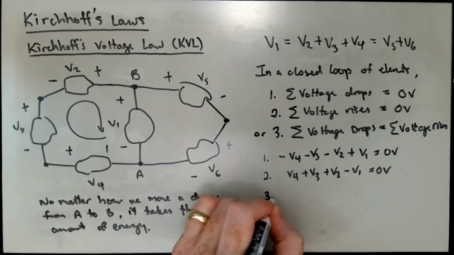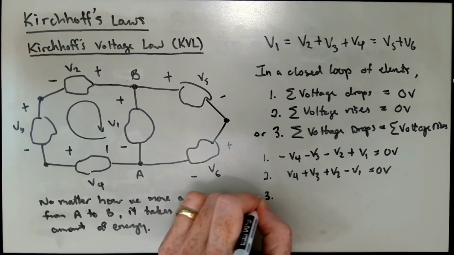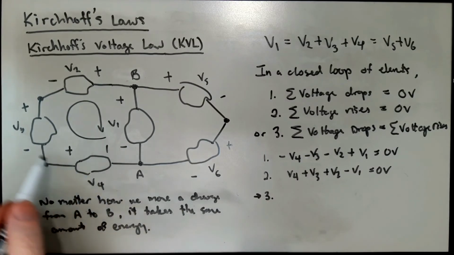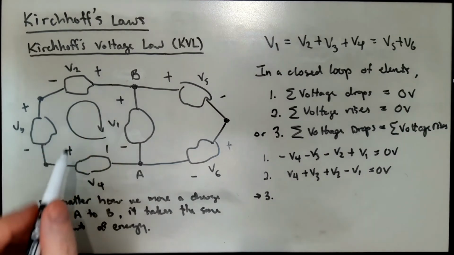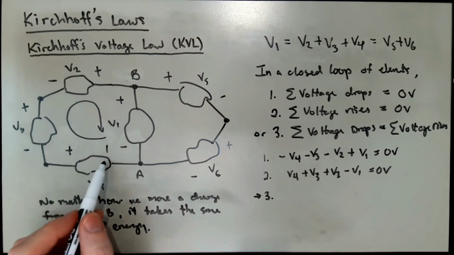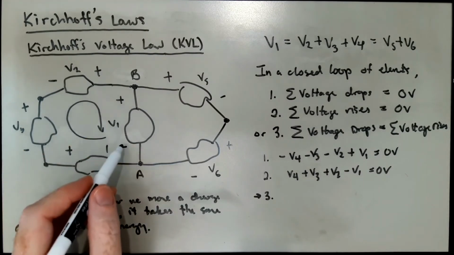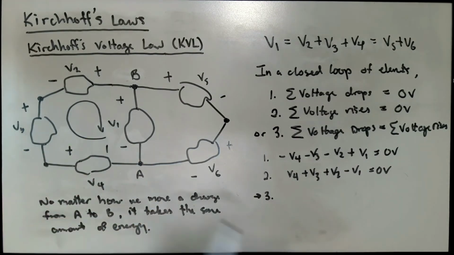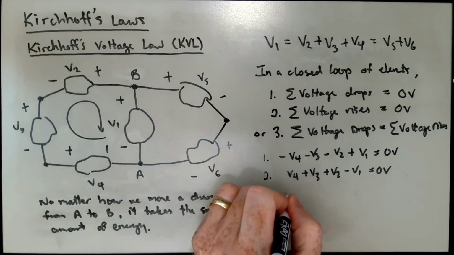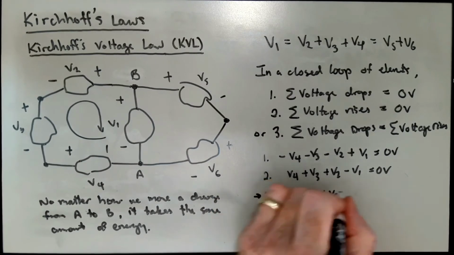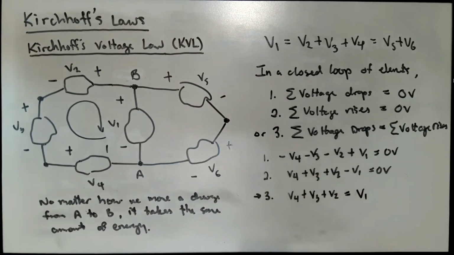The third way, which is the one that I prefer, is the sum of the voltage drops is equal to the sum of the voltage rises. And so you basically add up the voltages that you meet first with a minus sign on one side of the equation, and then you add up the voltages that you meet with a plus sign first on the other side of the equation. So in this formulation, you'd have basically V4 plus V3 plus V2 is equal to V1.